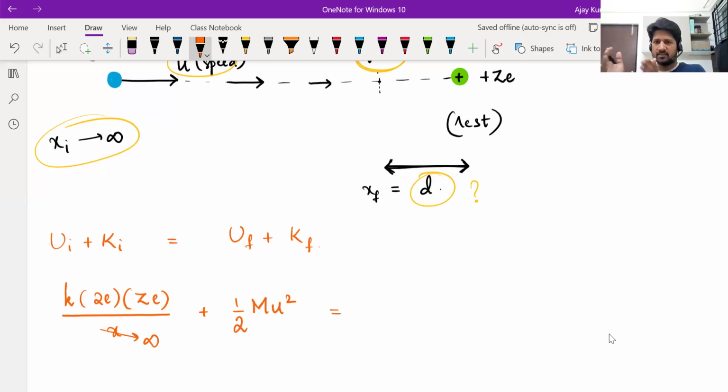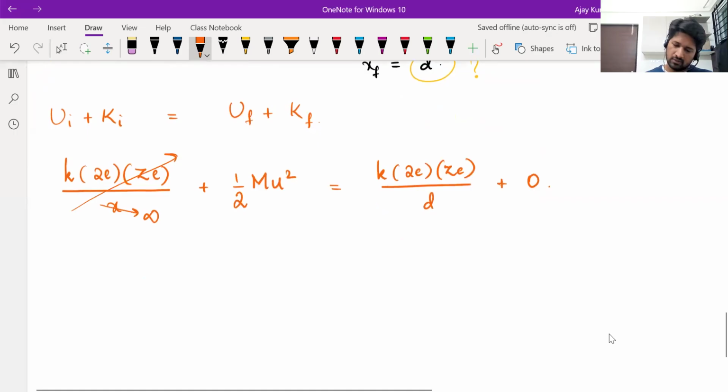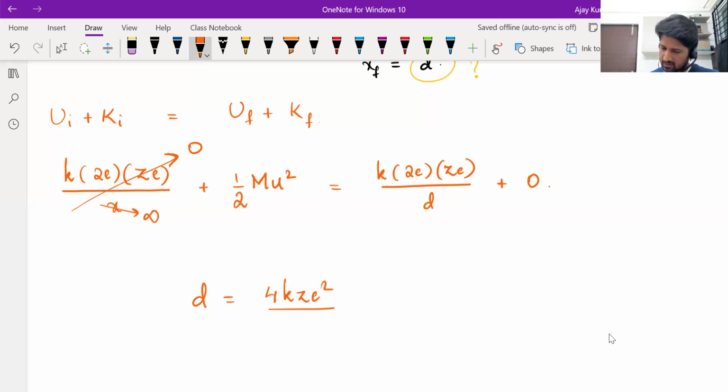Finally, let's say the alpha particle gets to a distance d from the nucleus. Then the final potential energy will be k q1 q2 divided by the distance d. And it stops at that distance, so final kinetic energy becomes 0. So initially the potential energy is 0 because it is at infinite separation. Finally, the kinetic energy is 0 because it stops. That's all. From there you get the distance d. So d becomes 2 goes to the other side, gets multiplied, 4 k Z e square divided by m u square.